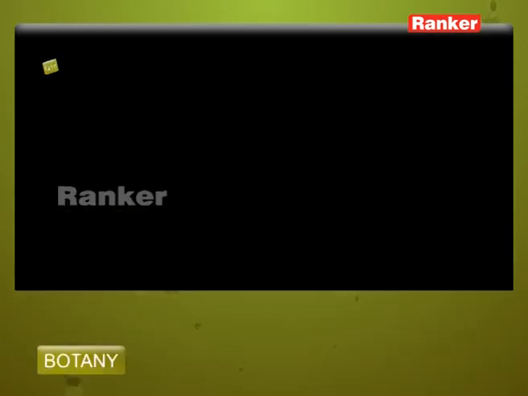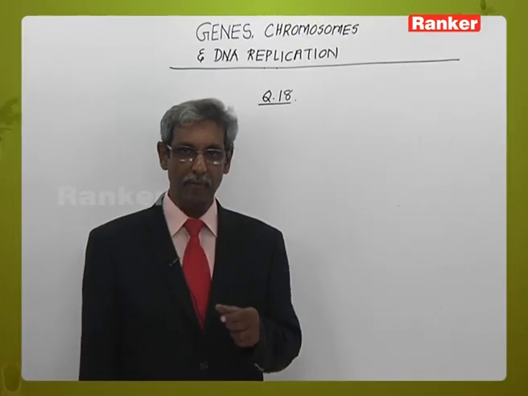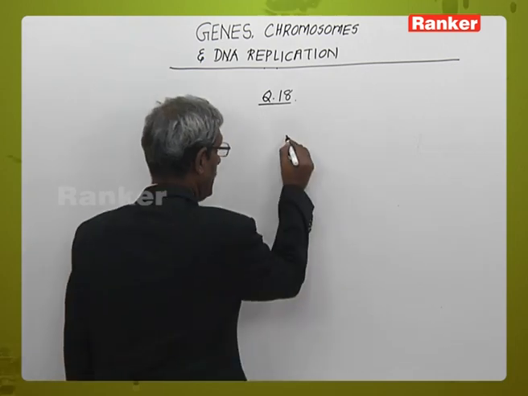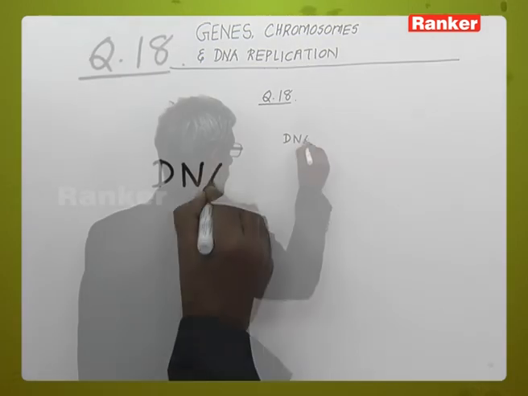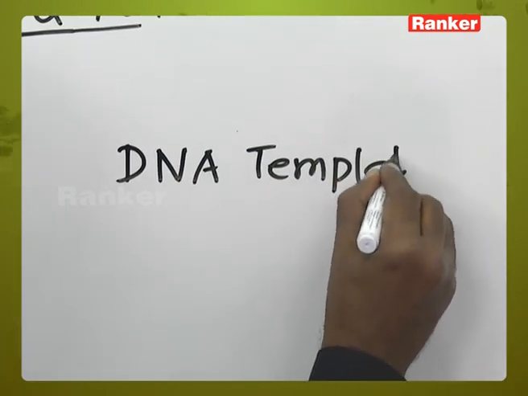Question number 18. In DNA replication, the formation of a new strand on the DNA template can be initiated only if dash is present. A. DNA polymerase 3, B. DNA primer, C. RNA primer, D. DNA polymerase 1. If there is a need for the formation of a new strand on the DNA template, the DNA template is called the master molecule.